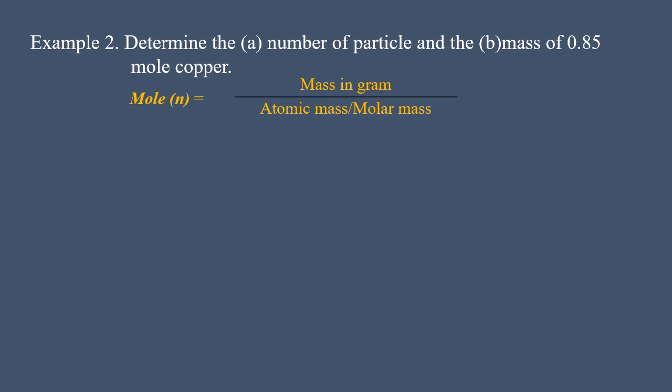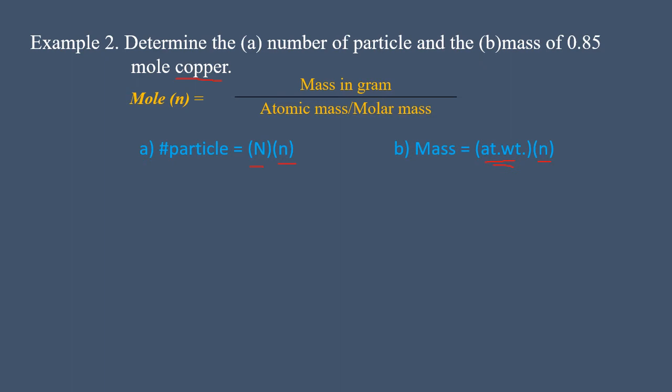In this problem, we're going to use two equations. For letter A, we're going to use this equation: number of particles is equal to the Avogadro's number multiplied by the mole number. While for letter B, in determining the mass of the substance, we just simply multiply the atomic weight and the mole number. Why atomic weight? Because the substance is copper, which is an element.